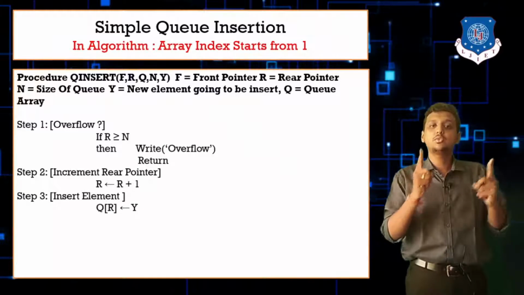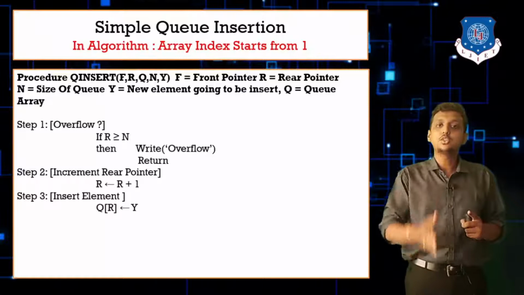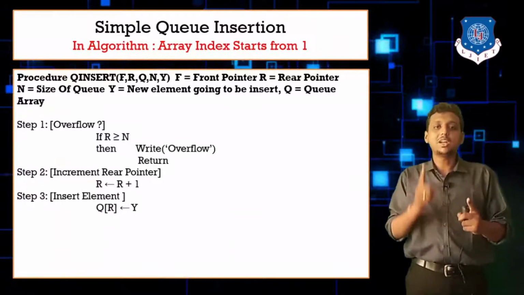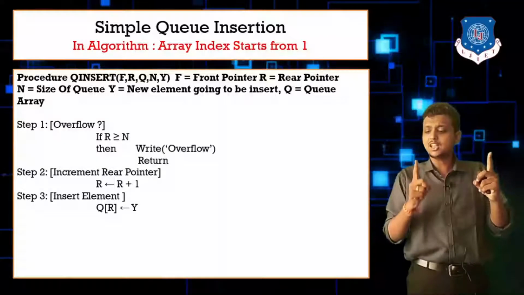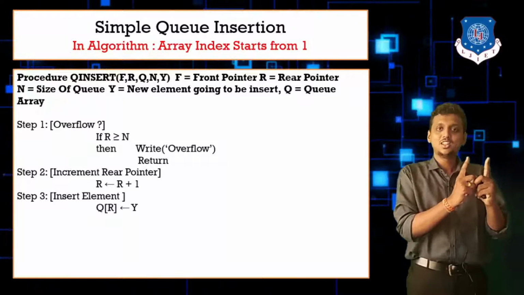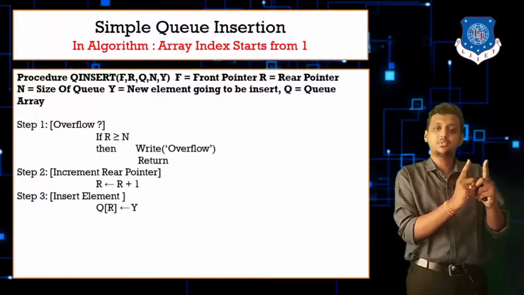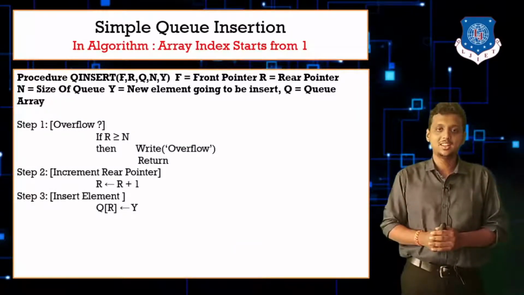During the insertion of the first element, students, you need to check whether my front is at 0 or not. If that is so, then we just need to move my front pointer from 0 to 1. So now what happens after insertion of the first element? My front and rear both are pointing at the first position of the array.